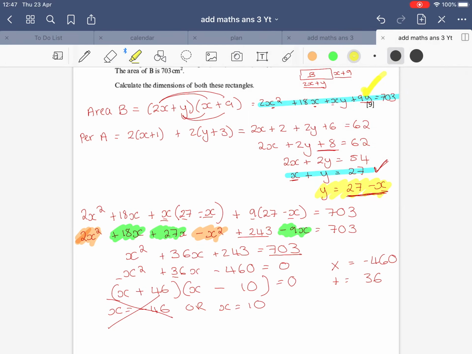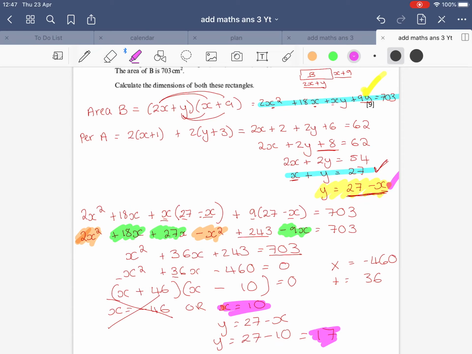So we've got our answer of x. Oh, I just tried to change that colour, but it didn't work. So we've got x equals 10. To find out y, you're just going to put it back into the equation. So y equals 27 minus x. So therefore y equals 27 minus 10, which is 17.